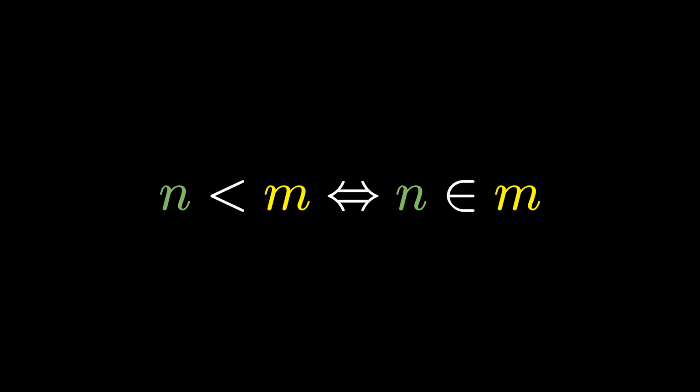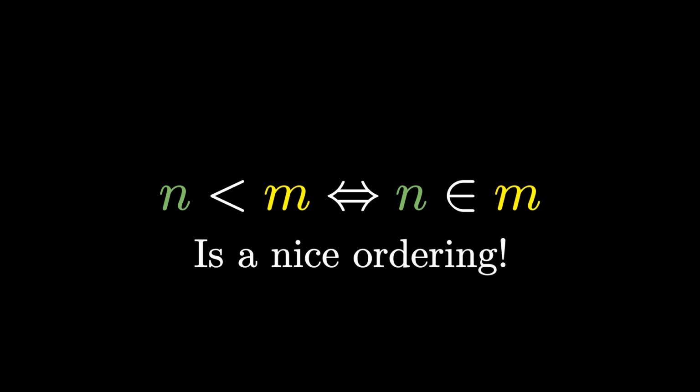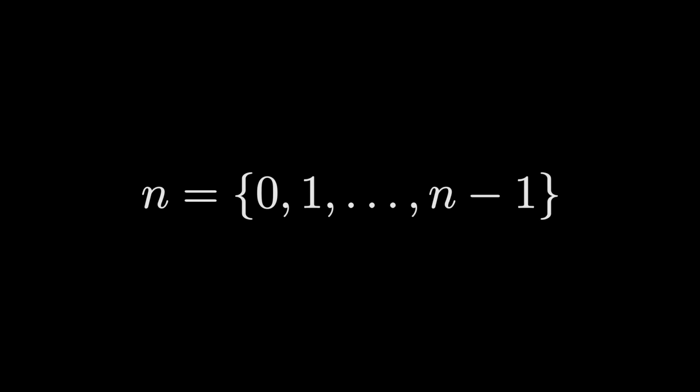Then you can prove, which we won't do here for the sake of time, that this definition of the order satisfies all the properties you'd expect for the naturals. And this definition gives a nice description of a natural number. A natural number n is the set of all the natural numbers that come before it. But of course, this is not a formal definition. So how do we formally define what a natural number is? And furthermore, how can we formally define the set of all natural numbers?